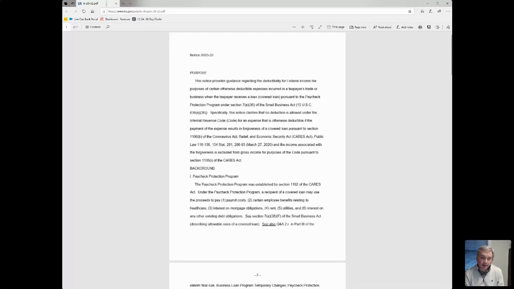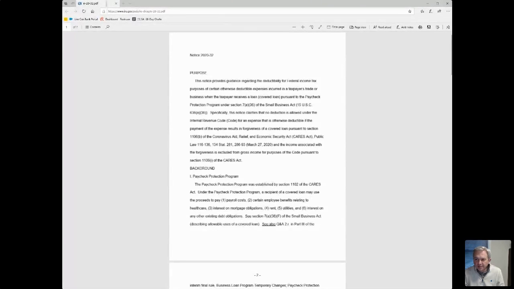You're not paying tax, you're not including the loan amount as revenue, and you're not deducting the expenses, which is more or less what I thought was going to happen. It prevents the double dip. In other words, the non-taxability of the revenue and the deductibility of the expenses. That's not generally how the IRS works. So that's the big news that came out yesterday. Again, it's Notice 2020-32. To the extent your loan is forgiven, the expenses that are paid with the loan proceeds that are forgiven are not going to be deductible as business expenses.